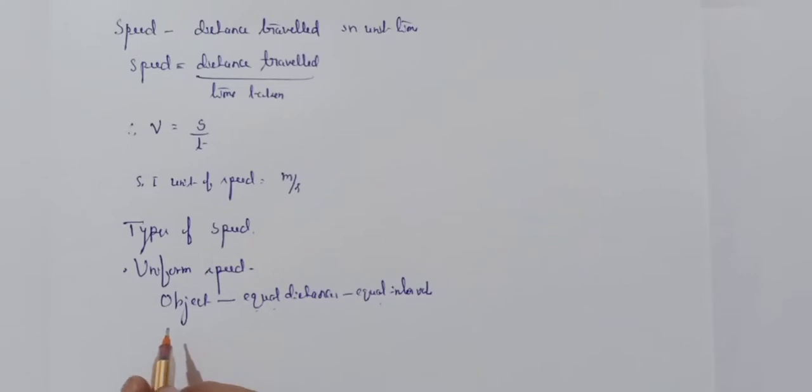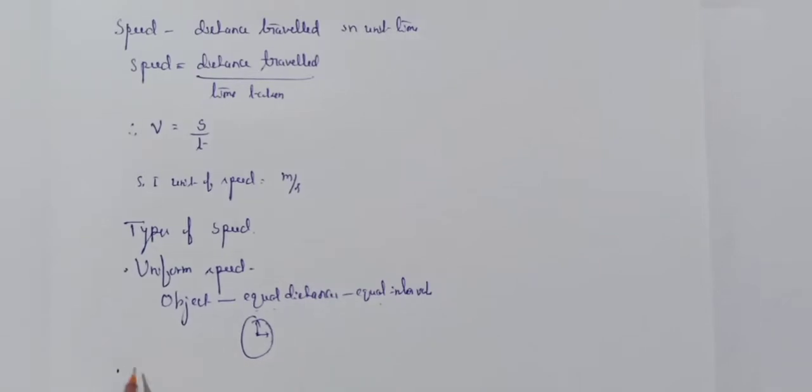So in the clock, the hands are covering equal distances in equal intervals of time. So the motion of the hands in the clock is an example of uniform speed.